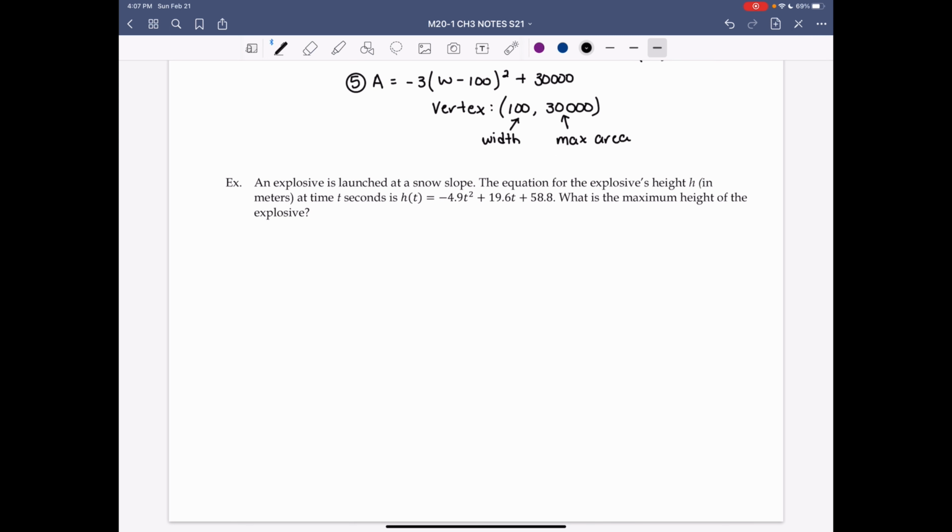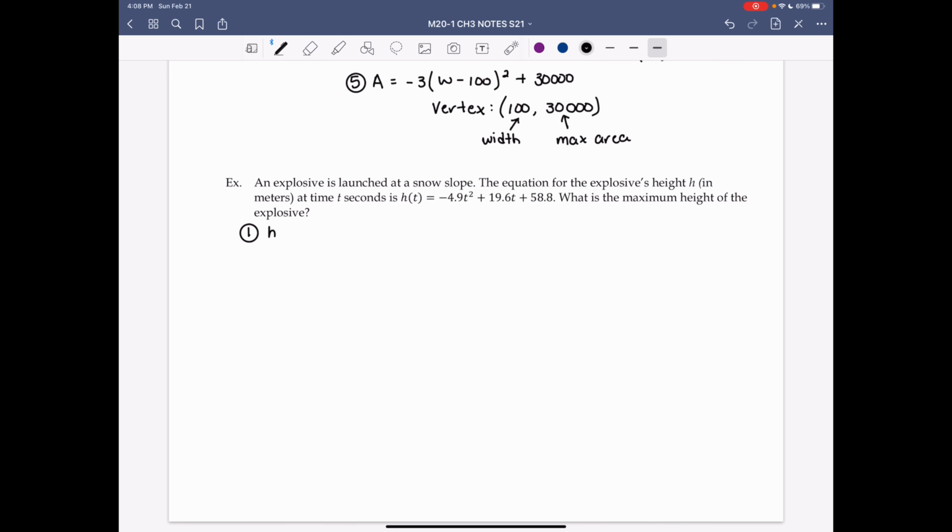And the last type of word problem is one where we are given a quadratic equation and asked for a maximum. Example, an explosive is launched at a snow slope. The equation for the explosive's height, h in meters, at time t seconds is h of t equals negative 4.9 t squared plus 19.6 t plus 58.8. What is the maximum height of the explosive? So we already have our equation. We don't need to make it, which is nice. We just want to put it into vertex form.